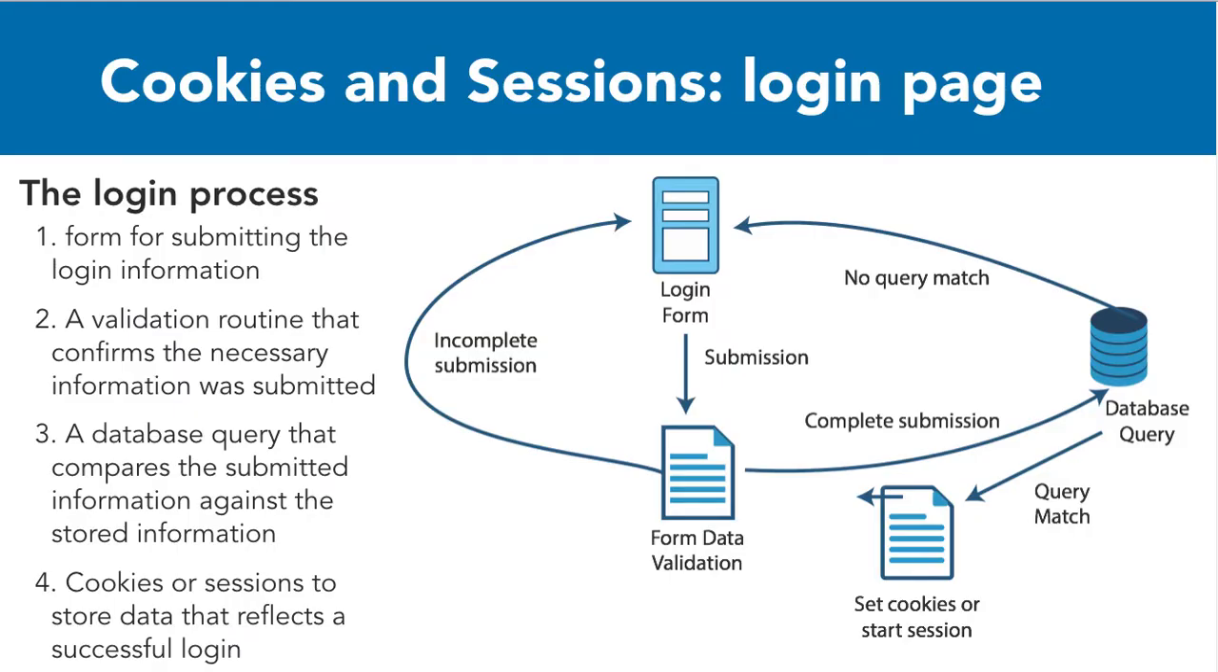Here's a diagram that breaks down how our login page is going to work. We're going to start off with a form for submitting the login information. That information is going to go through a validation routine that confirms the necessary information was submitted. If the information is incomplete, it goes back to the login form. If the information was complete, it's going to go to the database and make a query that compares the submitted information against the stored information. If there's no query match, we go back to the login form again. If there is a query match, and the cookies or sessions that store the data reflect a successful login match, then it's going to go ahead and send you off to the final page.